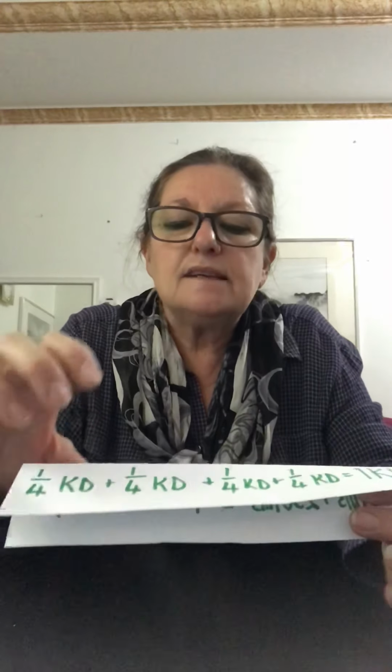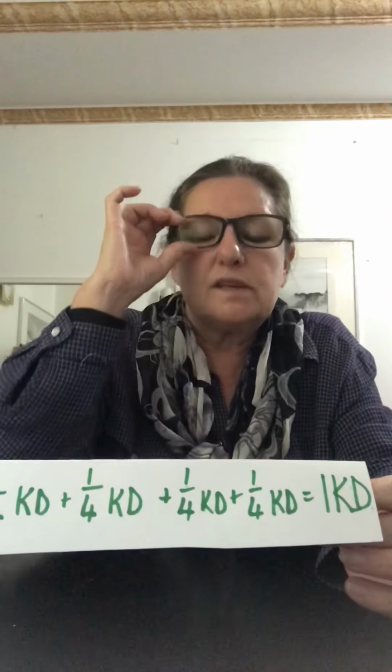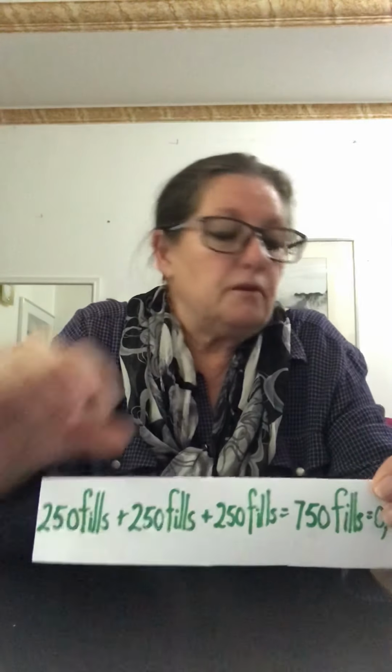And let's look at this one. This is the last one I'm going to do with you. I have a quarter KD plus a quarter KD plus a quarter KD plus a quarter KD. So I have 4 quarter KDs, which means 1 KD. Over here, if I have 3, there you are. There's my 250 fills, which is my quarter KD, plus another quarter KD, plus another quarter KD. So 250 plus 250 plus 250 is 750. And when I write it as a decimal number, it is 0,750 KD.